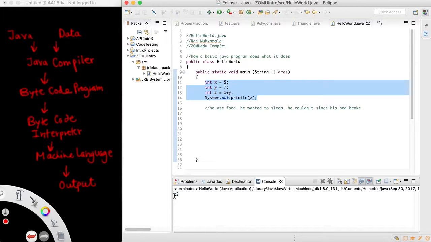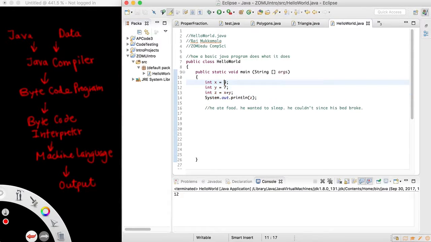So hopefully you understand what's going on in the background when we're writing Java code. And hopefully you understand how much work it takes to actually write Java code and to actually display it.